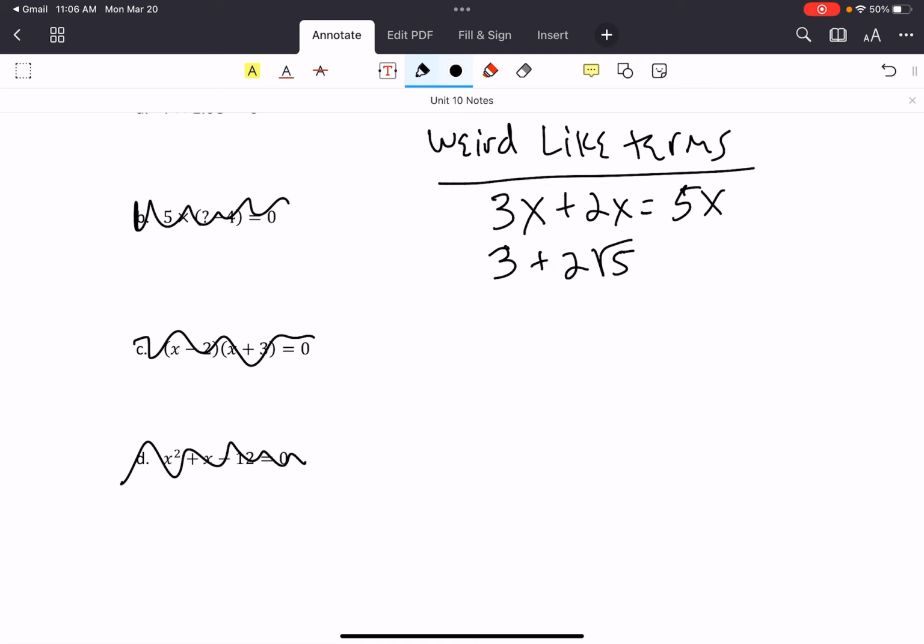No, the root part is kind of like the x part. These won't combine because of the addition, and they're not considered like terms. Now, what if I had 3 root 5 and 2 root 5? Then I can combine them. The root 5 is like the x. Just like the x stayed by itself, the root 5 stays by itself, so I have 5 square root 5. Does that make sense?